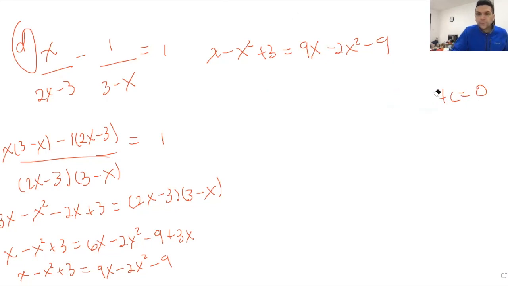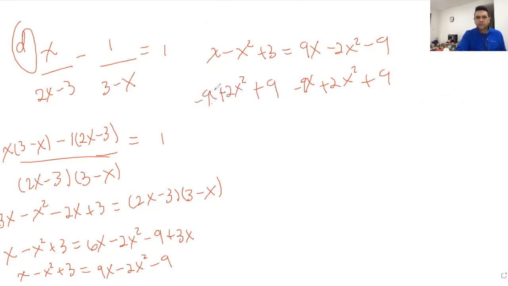So let me just do that. I'm going to bring everything to the left-hand side. So let's see, plus 2x squared minus 9x plus 9. So that'll be plus 9 plus 2x squared minus 9x. So this will be 0, this will be 0, 0. And then here we get minus 8x. And then we get plus x squared, right? And then we get plus 12.